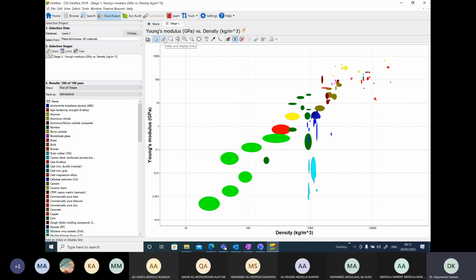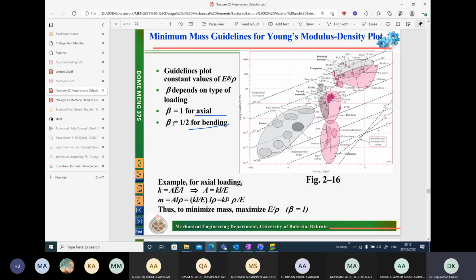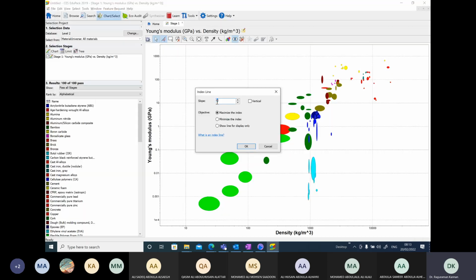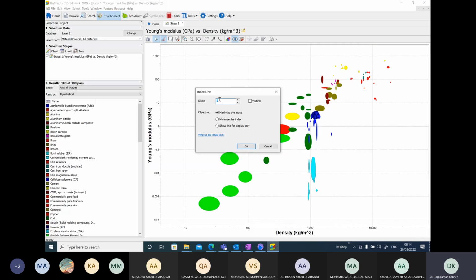Okay, so these are the index lines, and you can see here the slope. Slope here is usually represented by the beta value. So if beta is different, I can provide a value of 1/2 here for the slope. If beta is equal to 1, then I can provide it as equal to 1. So we want to maximize the index, so I leave the objective function as maximizing the index. If you want to minimize, you can choose to minimize depending upon what kind of material index you get.